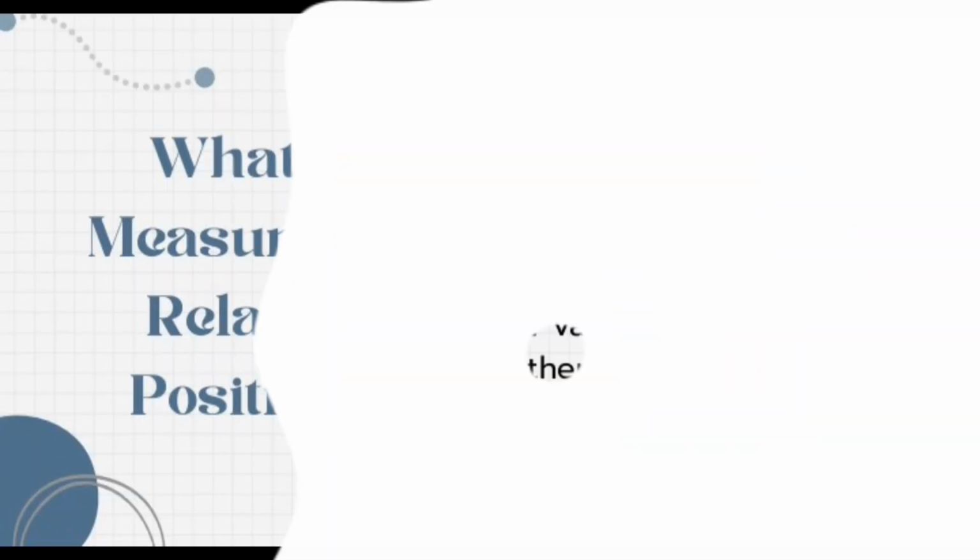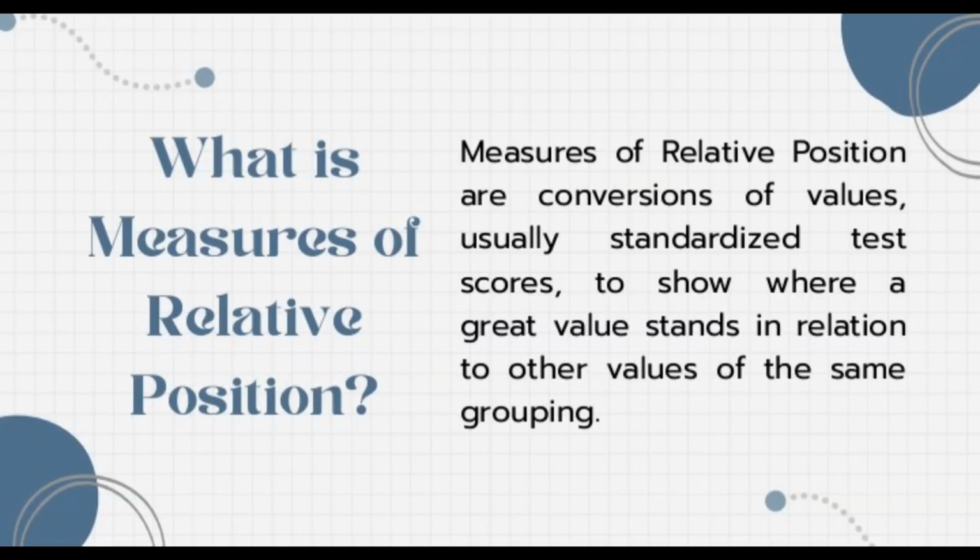Since we already know our learning objectives, what do we mean by measures of relative position? Measures of relative position are conversions of values, usually standardized test scores, to show where a grade value stands in relation to other values of the same grouping.